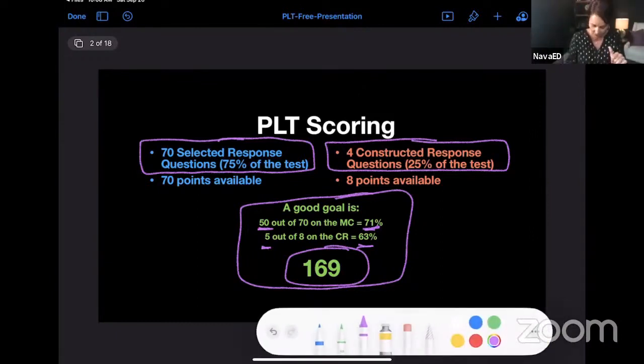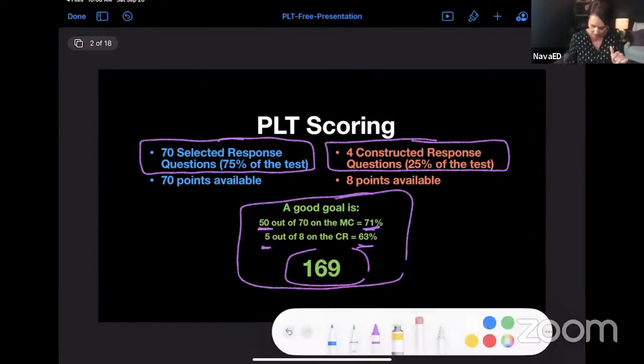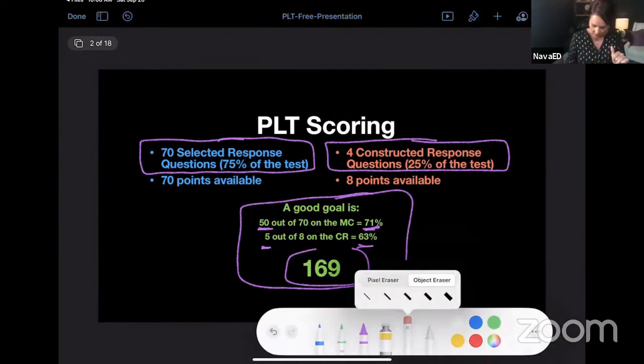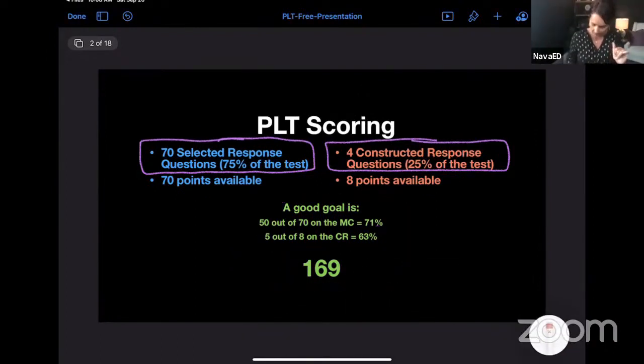Okay, so let me just erase this because I need it. Oops, should have set that up. There we go. Okay, so let's just talk about this really quickly. Let's say I got a 50 out of 70 on the multiple choice. I'm going to do the math over here. So I have 50 out of 70. That's basically a low C. So I missed 20 questions.